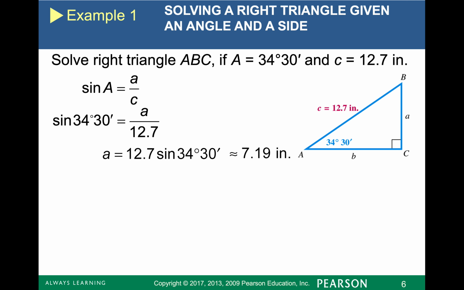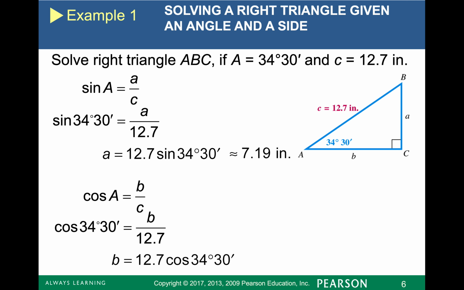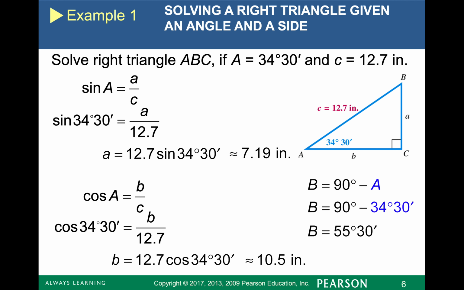Notice there are three significant digits because I have 1, 2, 3, 1, 2, 3. Then if I want to solve for my adjacent leg, that would be the leg touching A. So I would get the cosine of angle A equals my adjacent over my hypotenuse. I'm going to complete that multiplication out to get 10.5. Now to find the third angle, I can just take the 90 and subtract the value of A to get 55 degrees and 30 minutes. So now I have all three sides, all three angles.